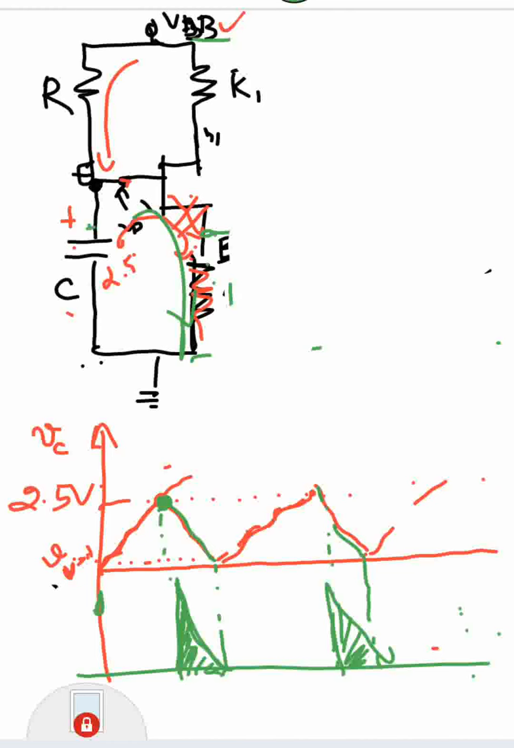The capacitor charges through this resistance R. So the time constant of the circuit is equal to R into C. So you can adjust this charging period. If R is adjusted in such a way that the charging can go like this, immediately it may discharge. Similarly, the charging can be in this way. It all depends on the value of this R and C.